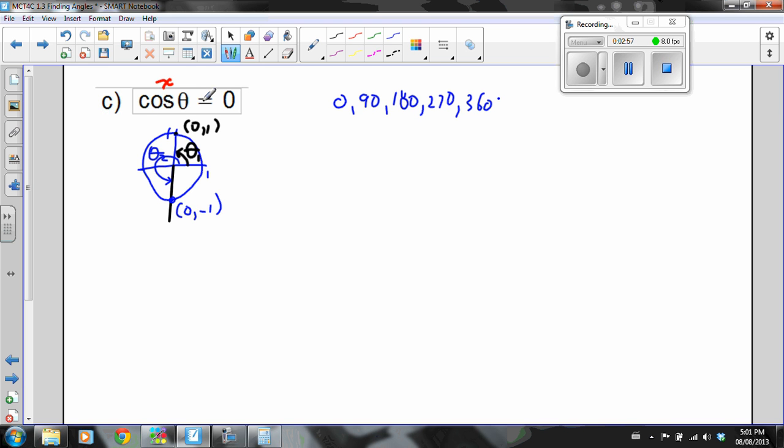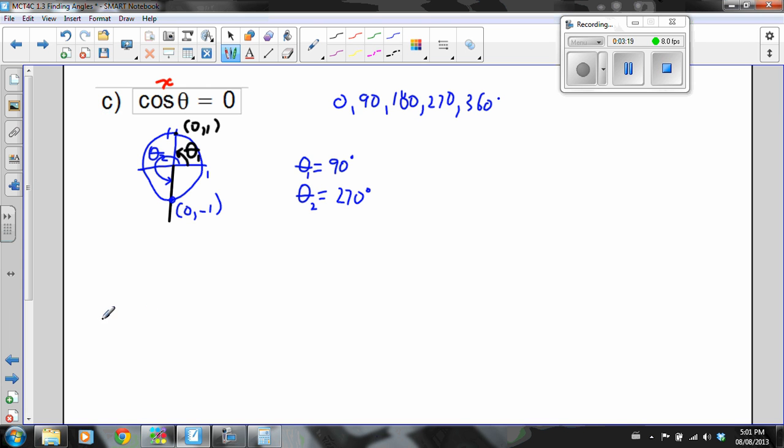So this equation has two solutions. Theta equals 90. Theta equals 270, right? That's 90, 180, 270, which is 3/4 of the way around. And in my diagram, that's theta 1 and that's theta 2, the two solutions there.